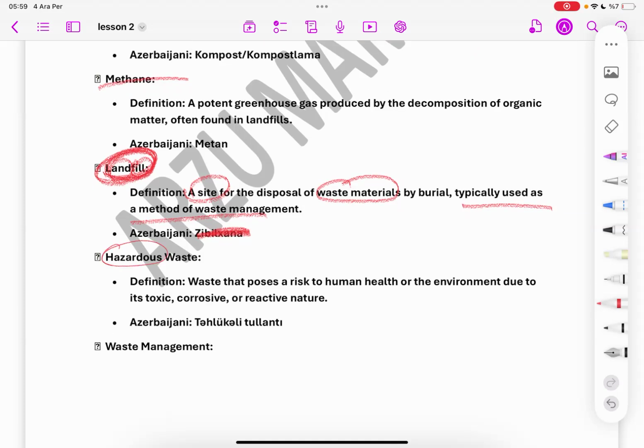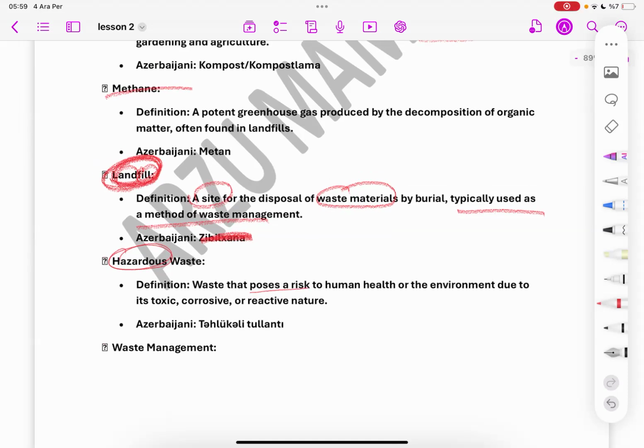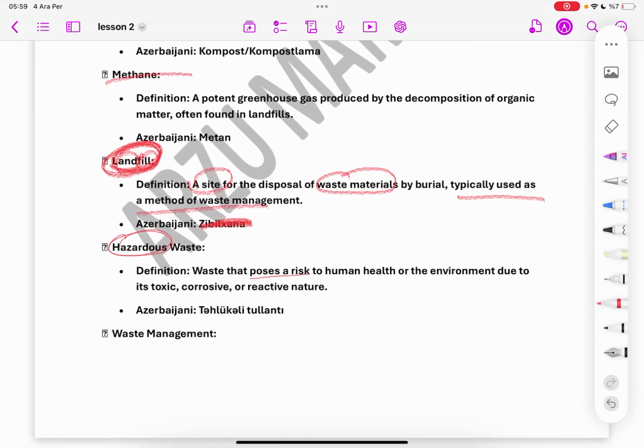Hazardous waste. This is again one of the most common ones. It means harmful, okay? Something that poses a risk. We have already covered this one in our video 1. It means to pose a risk, which means to cause a risk. Hazardous, so it is harmful, with waste that poses a risk to human health or the environment, etc.